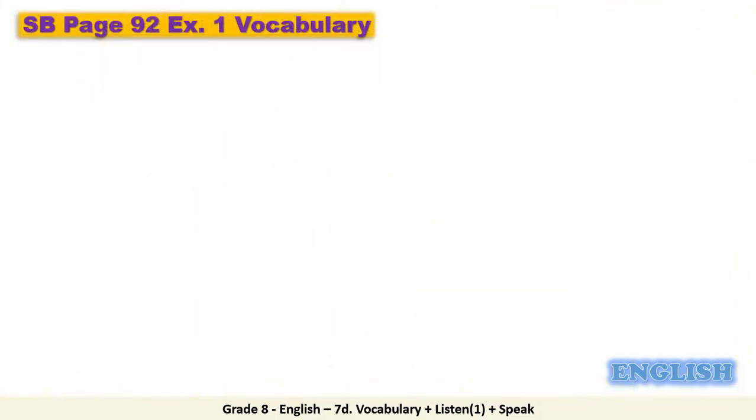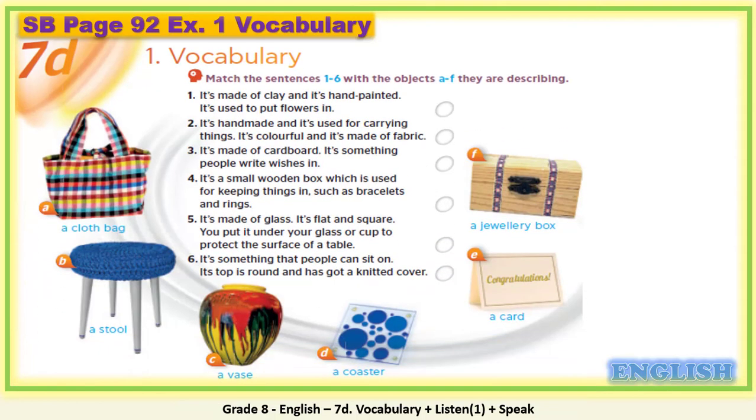Now please open your student book, page 92, exercise 1, vocabulary. In this exercise, you have to match the sentences 1 to 6 with the objects A to F they are describing. You have 3 minutes, and when you finish, play the video again to check your answers. Start the activity now. Welcome again, my dear students. Now let's check your answers.